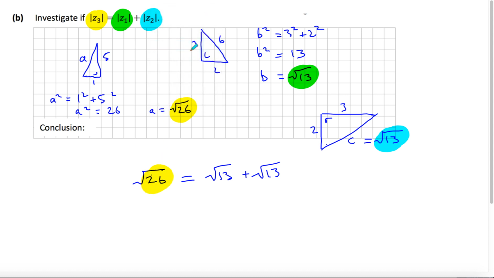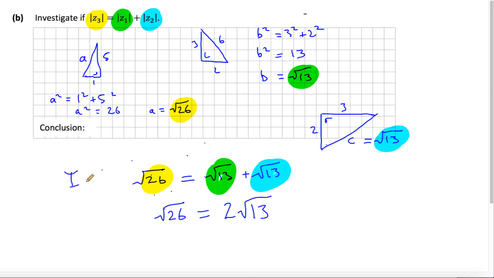Is the yellow equal to the green plus the blue? And that is, you can check this in your calculator, but that's root 13, and root 13 is just 2 root 13.